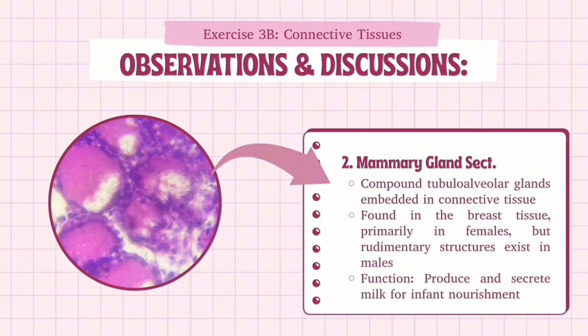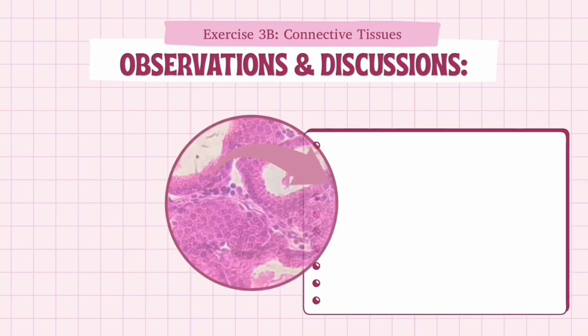Next is the mammary gland section. Mammary glands are compound tubuloalveolar glands embedded in connective tissue. They produce and secrete milk for infant nourishment. The connective tissue supports the glandular structure and aids in the distribution of blood vessels and nerves.